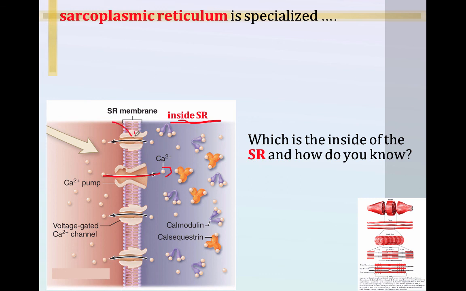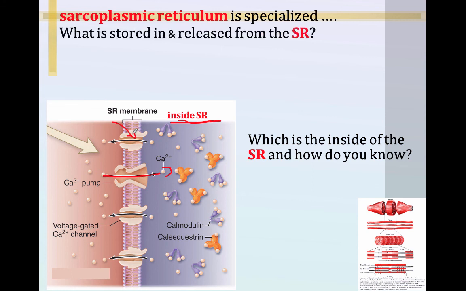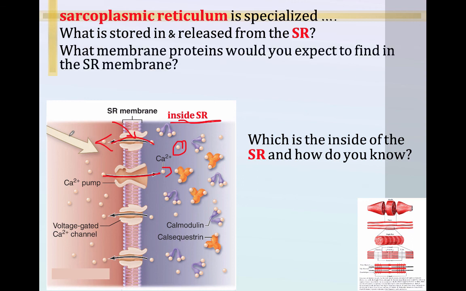These guys that you see here, those are voltage-gated calcium channels. Voltage-gated. Well, what's stored in and released from the SR? Calcium. There's calcium. And that can escape by going down its concentration gradient from inside the SR to the cytoplasm of the muscle fiber. Membrane proteins, well, I just told you, voltage-gated calcium channels and calcium pumps.